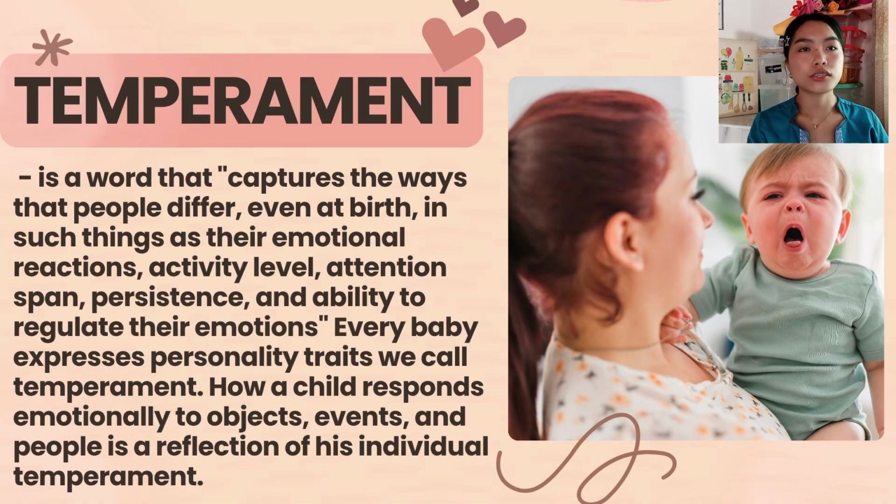So yeah, children or babies have different temperaments. So one child maybe reacts differently to a specific situation, but the other also reacts differently from it. So if baby number one is calm, then baby number two is reacting impulsively to it.